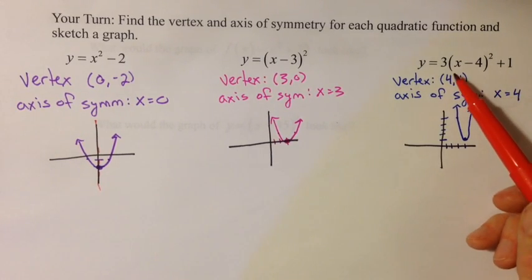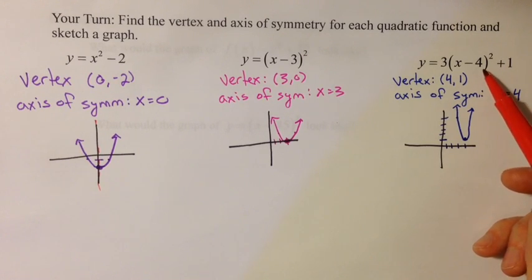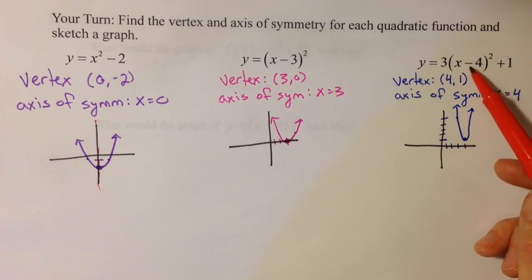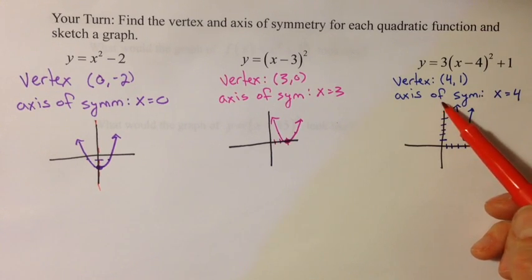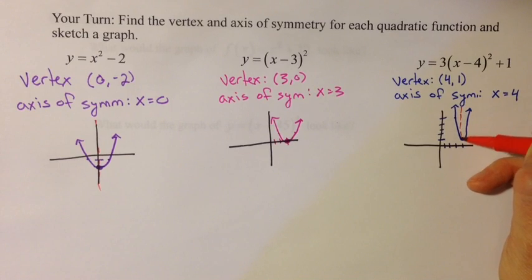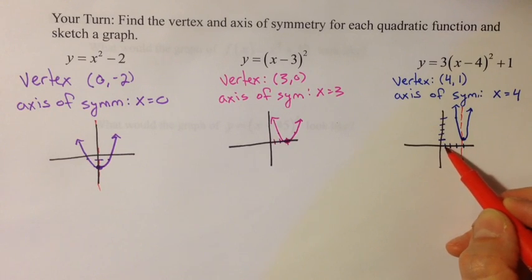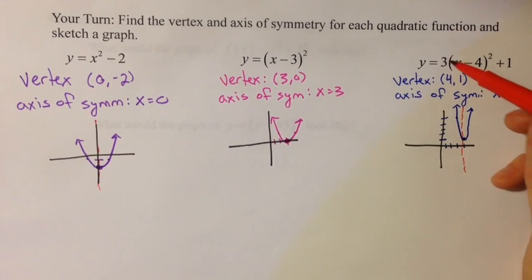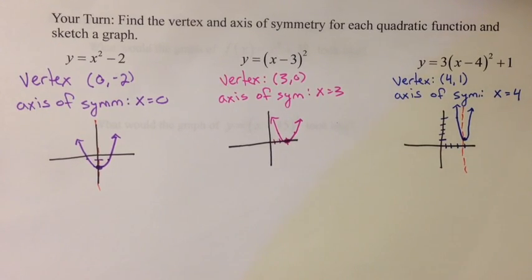And then over here, we had 3 times (x - 4) squared plus 1. The vertex is (4, 1). Again, notice that it's regular positive 4, not negative 4. The axis of symmetry then happens at x equals 4. So that's the line that I could draw that would cut that parabola in half. For my sketch, I drew my vertex, which went over 4, up 1. And then I noticed that that 3 out front is going to make this a tall, skinny parabola. So I drew it nice and tall and skinny.